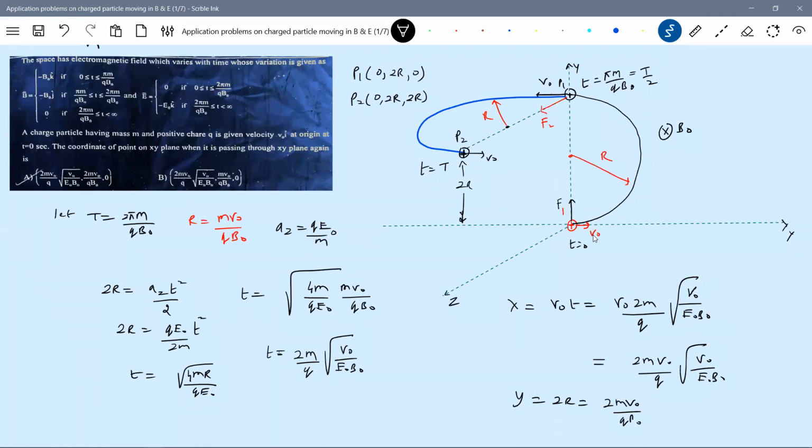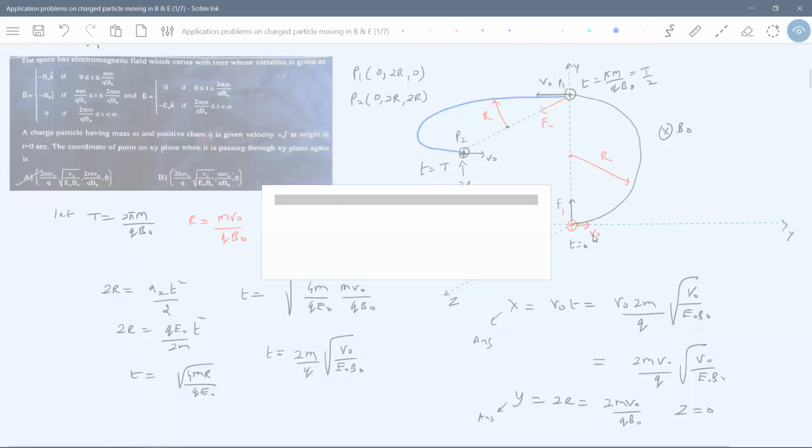I'm unable to further show how it will move in the electric field. You are supposed to make that assumption. And the z coordinate will be 0. This will be our answer. What type of motion will it describe? It is going to describe a parabolic path this time. Any doubt you can clarify? I'll go to the next question.